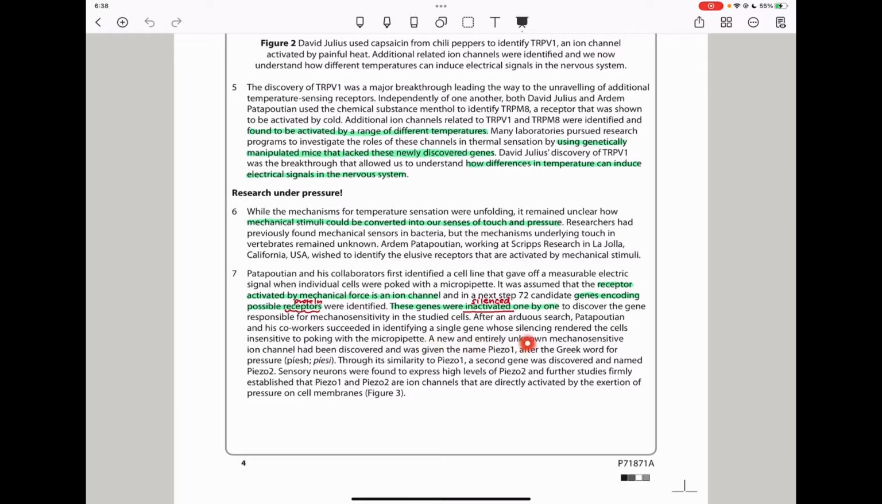A new and entirely unknown mechanosensitive ion channel had been discovered and was given the name Piezo1, after the Greek word for pressure. Through its similarity to Piezo1, a second gene was discovered and named Piezo2. Sensory neurons were found to express high levels of Piezo2. Studies firmly established that Piezo1 and Piezo2 are ion channels that are directly activated by the exertion of pressure on cell membranes, as we can see in figure 3.